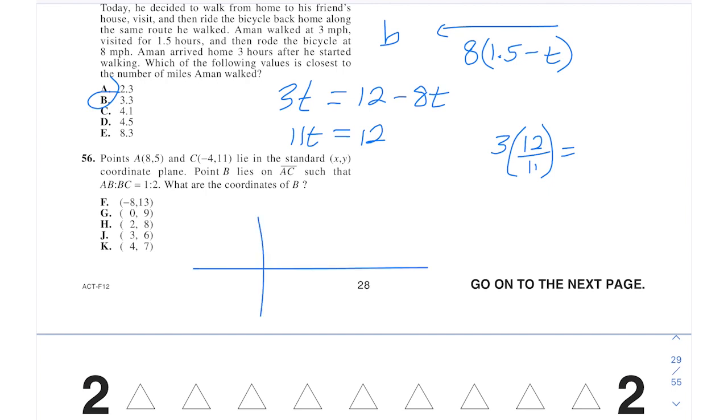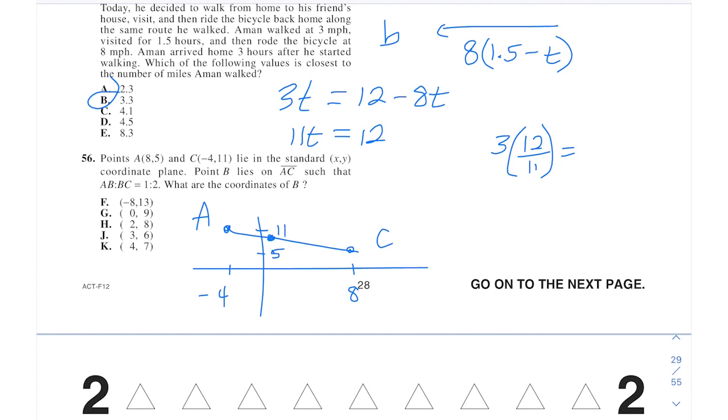Alright, let's check. Negative 4, 11, and positive 8, 5. Okay, so this is a line. B lies on that line. The ratio of AB to BC is 1 to 2, so it's about a third of the way along the line.